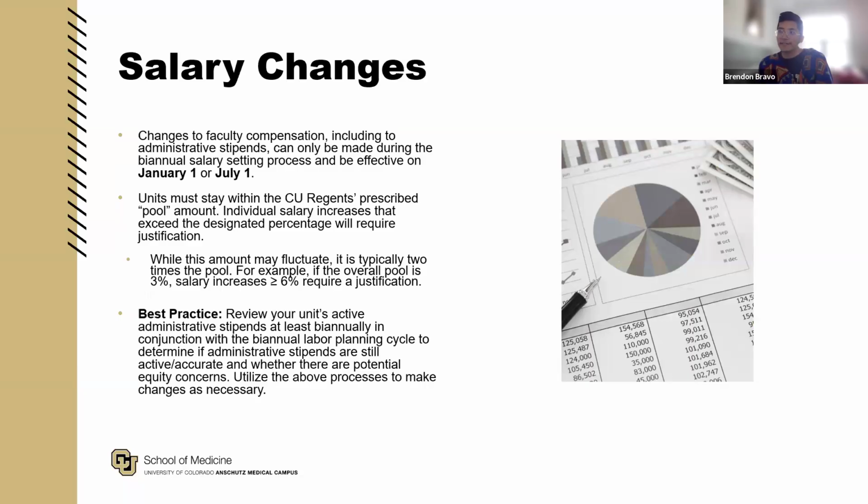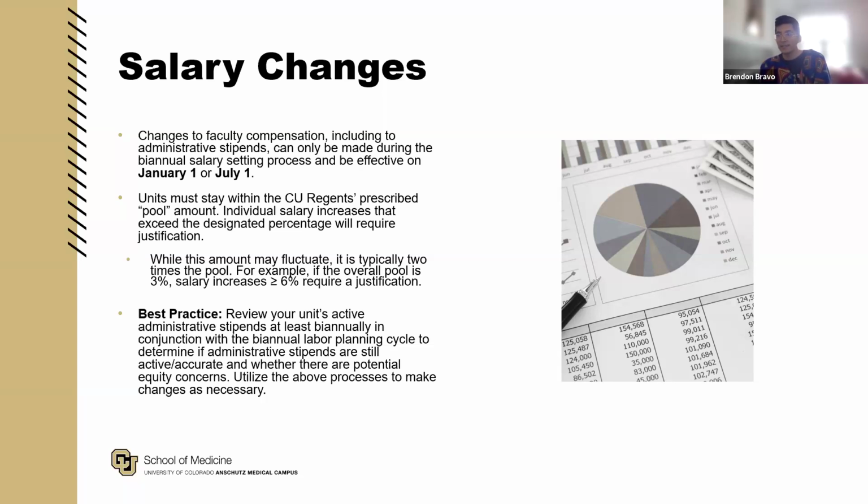And then just some notes for faculty salary changes. Changes to faculty compensation, including the admin stipends, can only be made during the biannual salary setting process, so either on January 1 or July 1. Units must stay within that CU Regent's prescribed pool amount, and individual salary increases that exceed the designated percentage will require justification. That pool percentage does always fluctuate, but justifications are needed if it's double what that pool is. So if the overall pool is 3%, justification would be required for any increase that's greater than or equal to 6%.